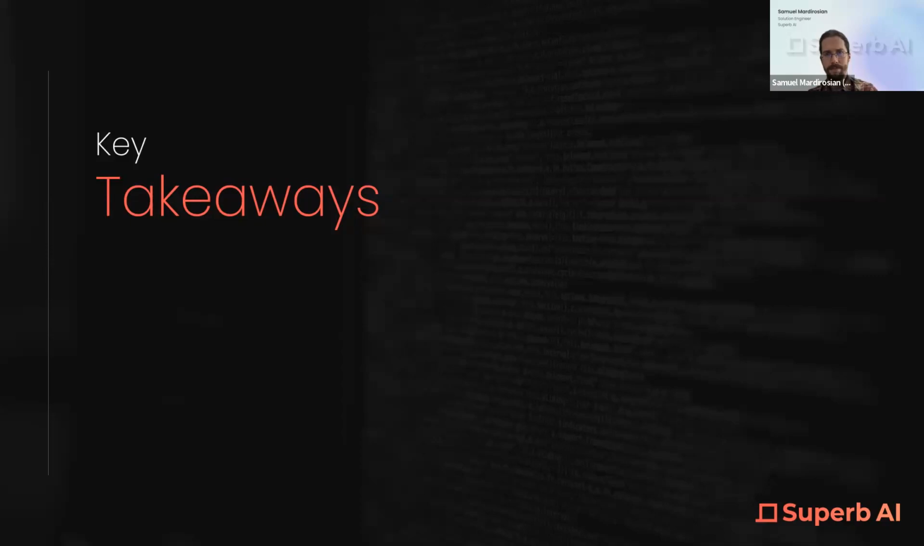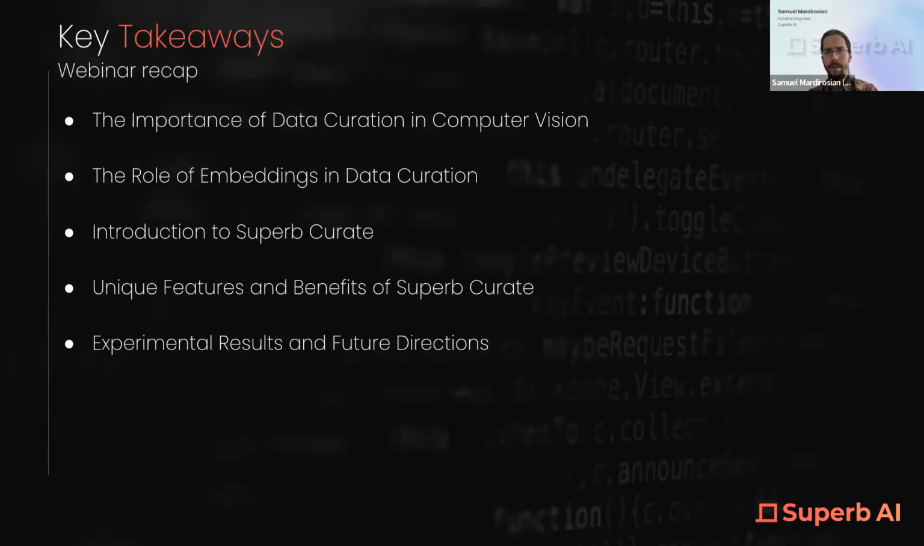So what are the takeaways? I think we've looked at the critical importance of data curation in computer vision and the possible role of embeddings in this process. We looked a bit at the technology and techniques that are used in generating embeddings. We introduced Superb Curate, which is a powerful tool designed to streamline data curation, and discussed its unique features and benefits, and how it uses embeddings to achieve these.